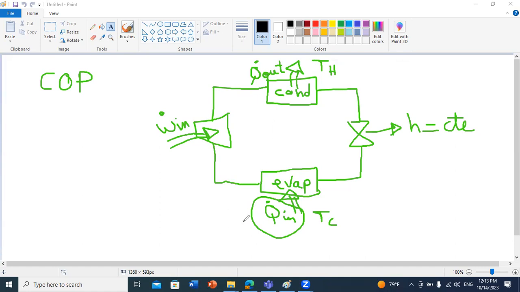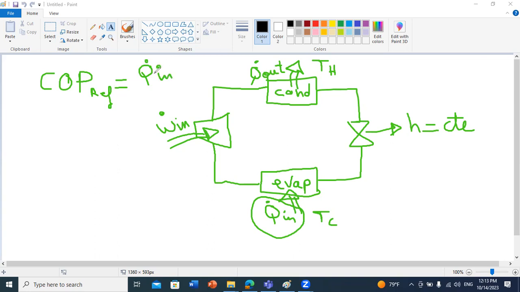Okay. So here, Q dot in will enter the evaporator, and this is the important heat that we want to produce here, because we want to extract heat from the refrigerator. So the COP of refrigeration will be simply Q dot in over the input here. The input of energy is W dot in. So we should do Q dot in over W dot in.